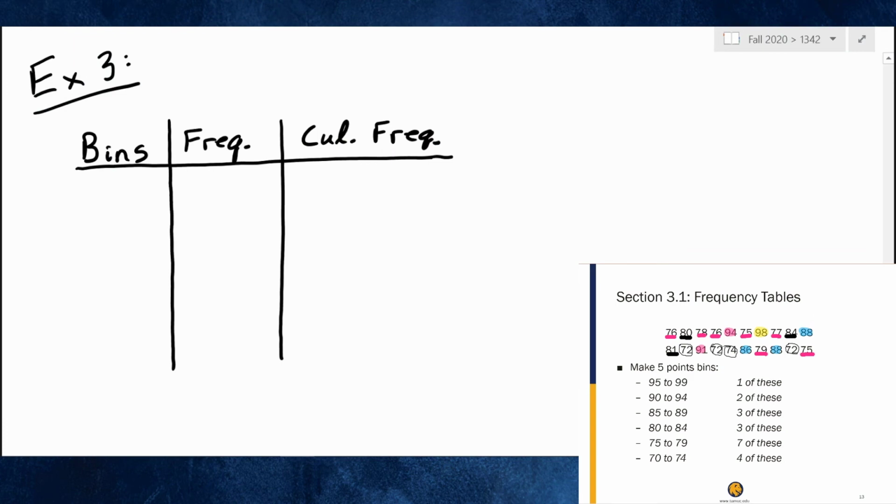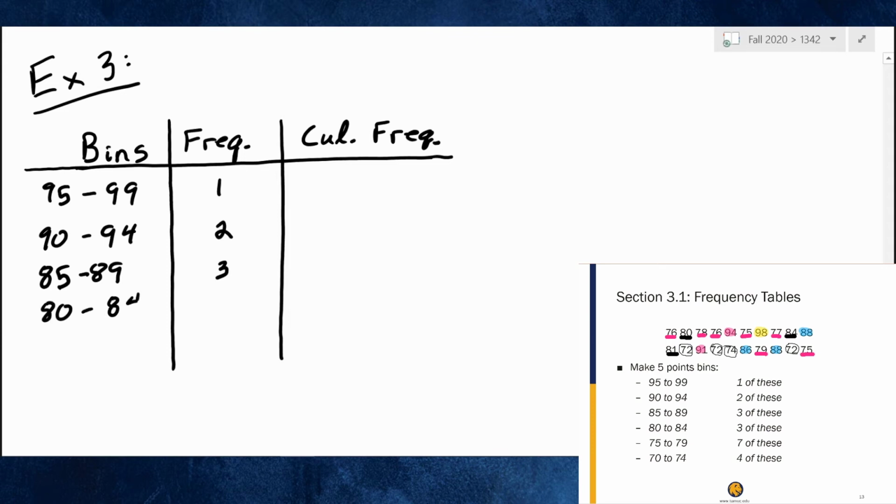Okay, so I've laid out a table here to get started. We've got to list out the bins that we have. The 95 to 99, the frequency we have for that is 1. Then we have 90 to 94, and the number in that bin is 2. Then 85 to 89, the number in that bin is 3. Then 80 to 84, the number in that bin is 3.